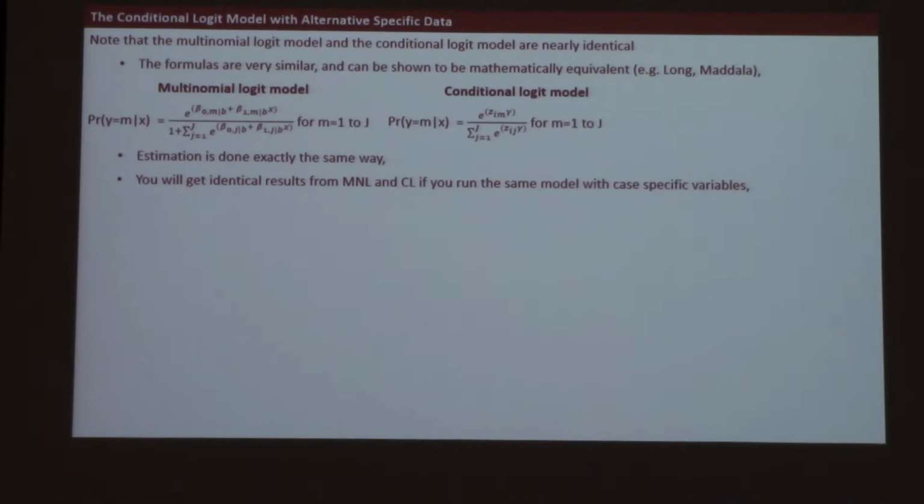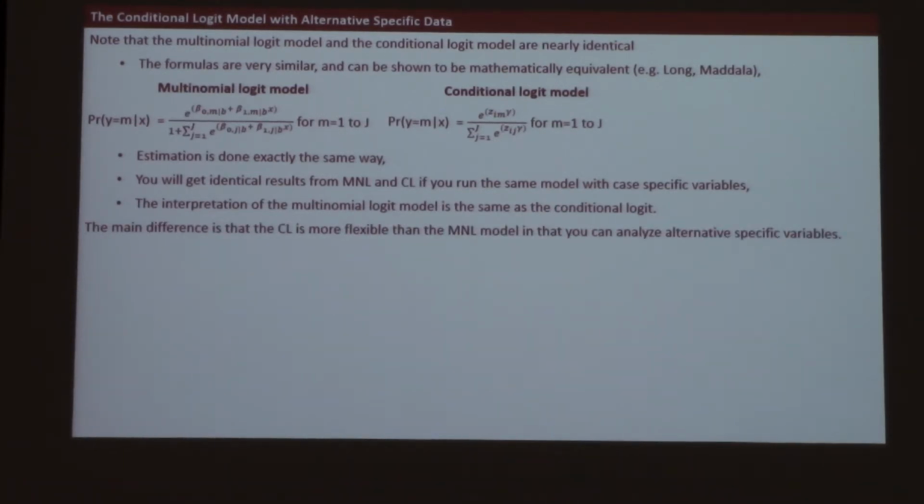Something that handles both of them is, let's see, kind of compare the multinomial logit model that we used and the conditional logit model. They're actually mathematically equivalent. Estimation is the same way through likelihood. You get the same results if you run them both with only case-specific variables. Interpretation is the same, all that stuff.